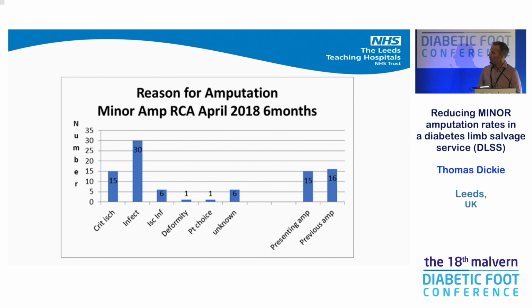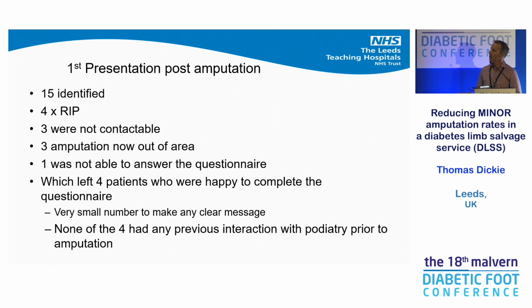So when we have patients with previous amputations, they've also had a presenting amputation. The 15 we looked at a bit more closely. So we identified those 15 from the database. Unfortunately, 4 died post 7 months. 3 were not contactable. 3 amputations were now out of area. 1 was not able to answer due to mental health issues. That only left 4 patients.